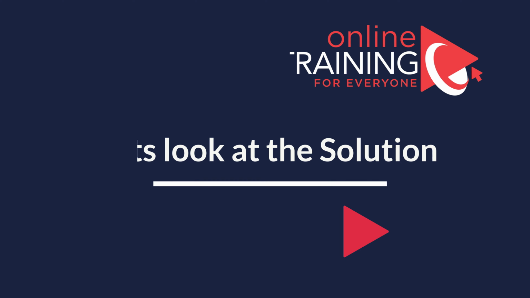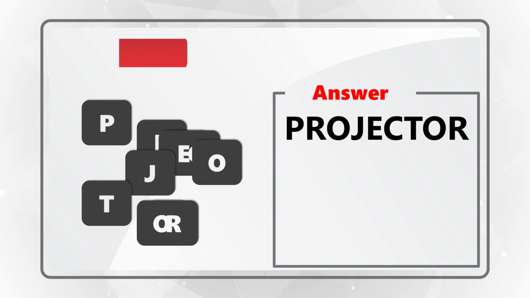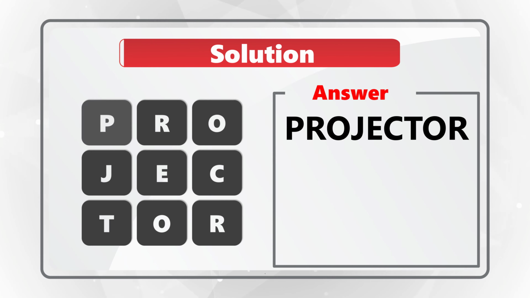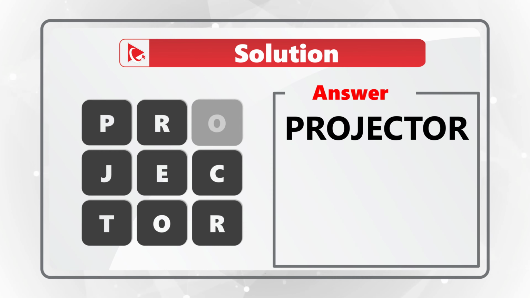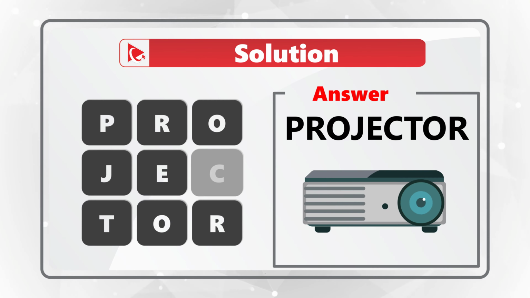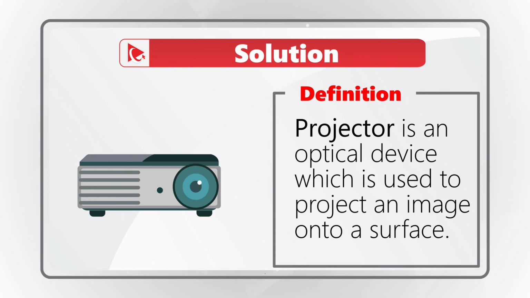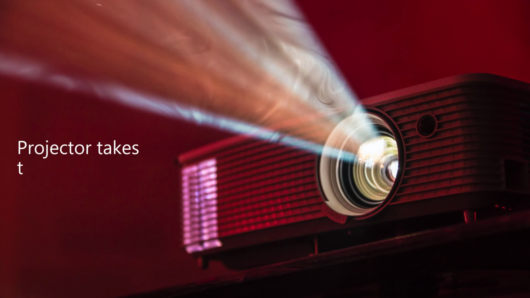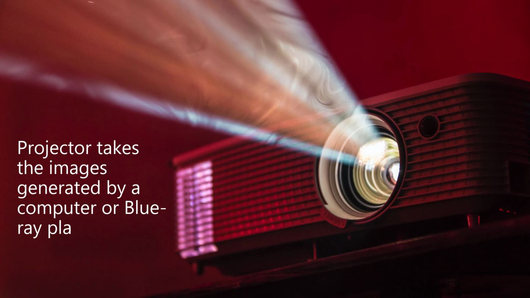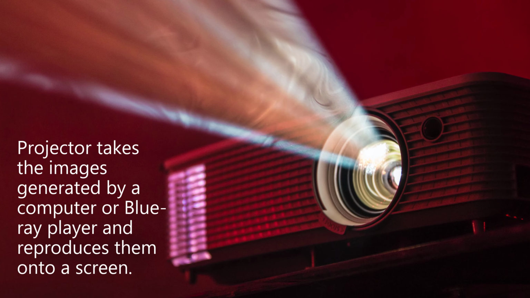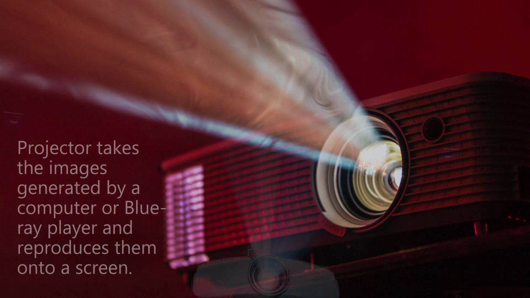I came up with the English word projector. Let me spell it for you. P-R-O-J-E-C-T-O-R. And the definition is, projector is an optical device which is used to project an image onto a surface. A projector typically takes the images generated by a computer or a Blu-ray player and reproduces them on the screen.